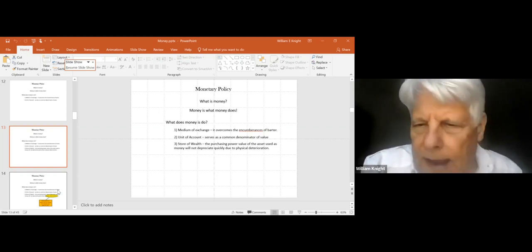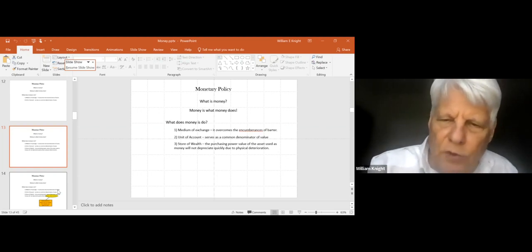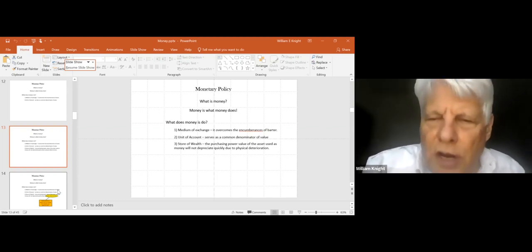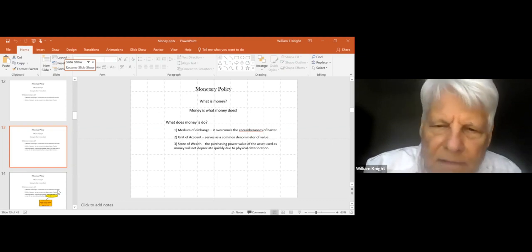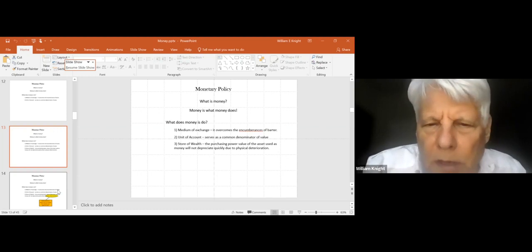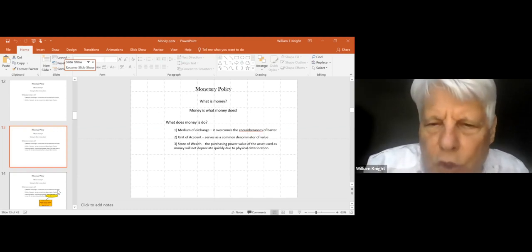And you said, okay, I'll accept 10 gallons of milk for this widget. I get the widget, I give you 10 gallons of milk. You better spend that milk pretty quickly because it's going to go sour in a few days and nobody would accept it. So milk is not a good store of wealth.